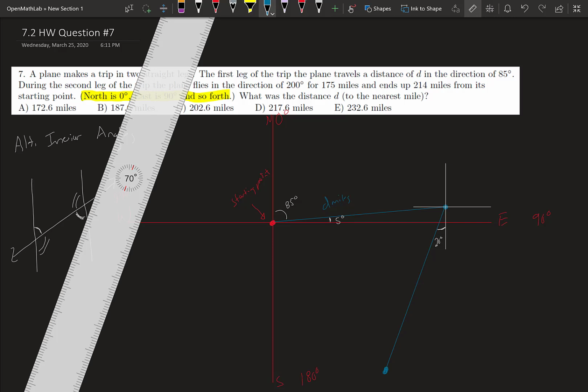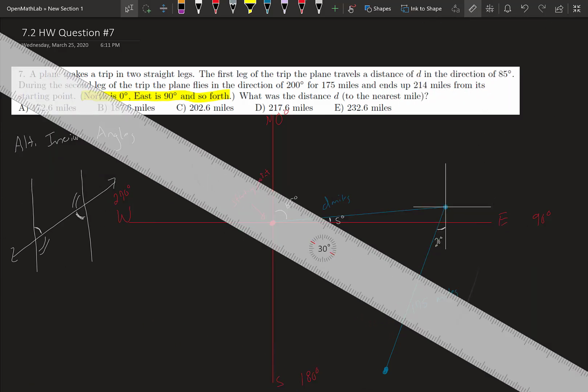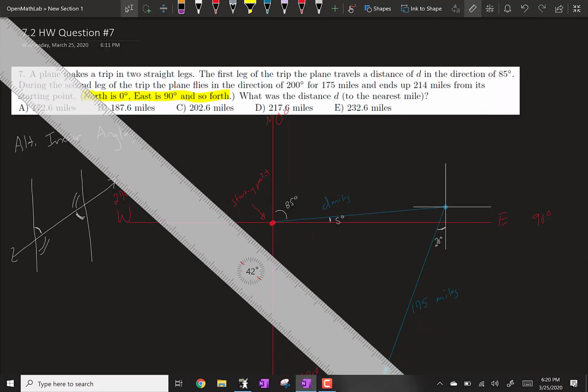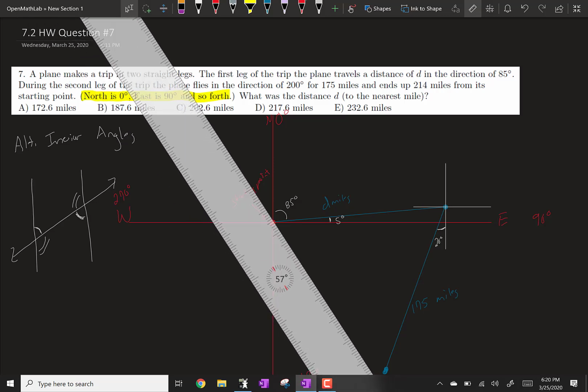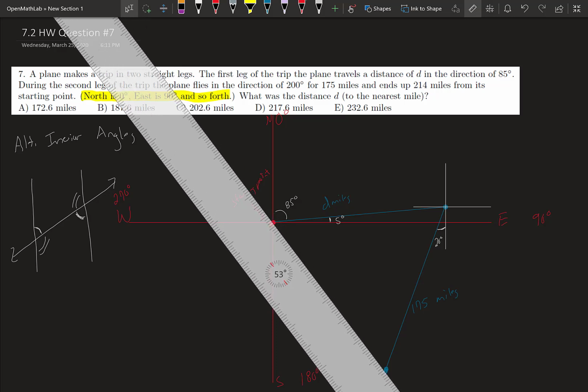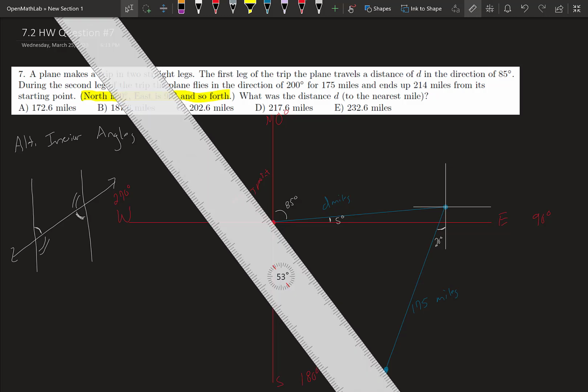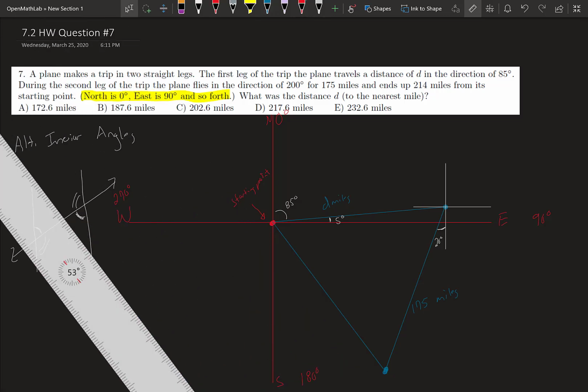In that leg, we went 175 miles. Then let me connect these two. So we're at 214 miles from the starting point, so this side would be 214 miles.